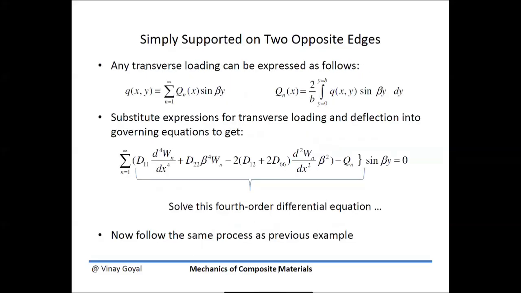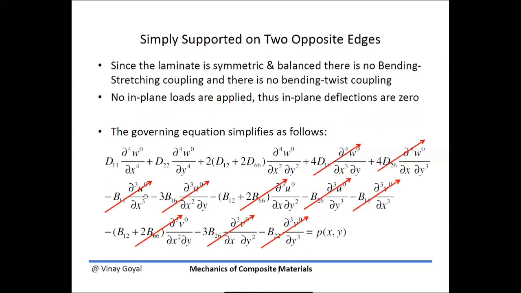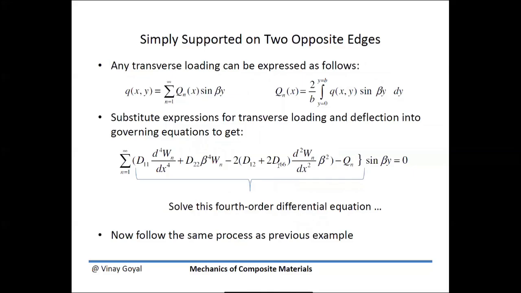I can take any transverse loading and express it in this manner, where Qn is this. You can substitute these expressions back into the governing equation right here. That's your governing equation. Once I plug it in, I have this fourth order differential equation, and now I can solve for Wn. Use the boundary conditions to solve for Wn. You can let Mathematica do that, wolframalpha.com, or a solver that gives you differential equations. The bottom line is you can solve for Wn.